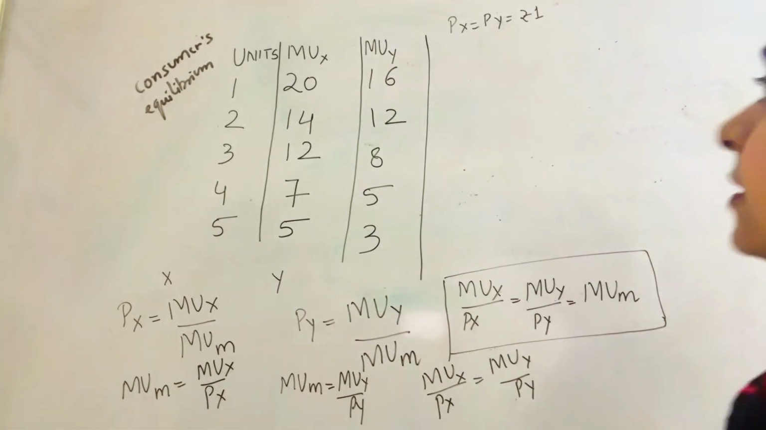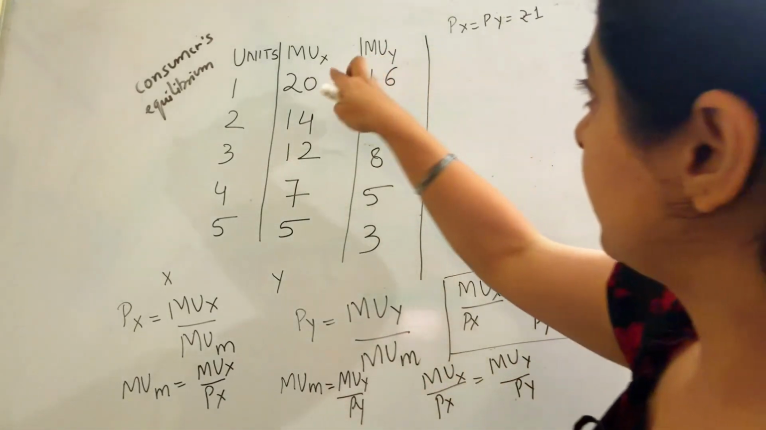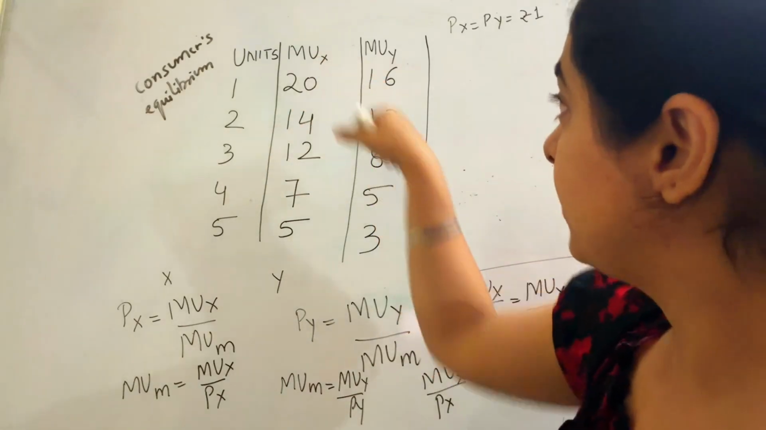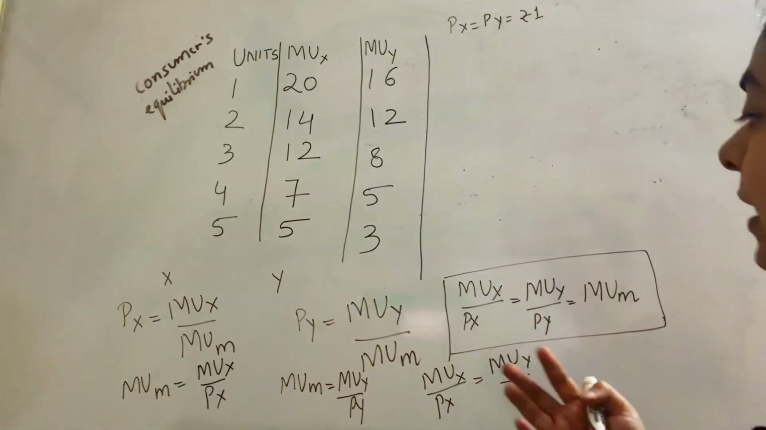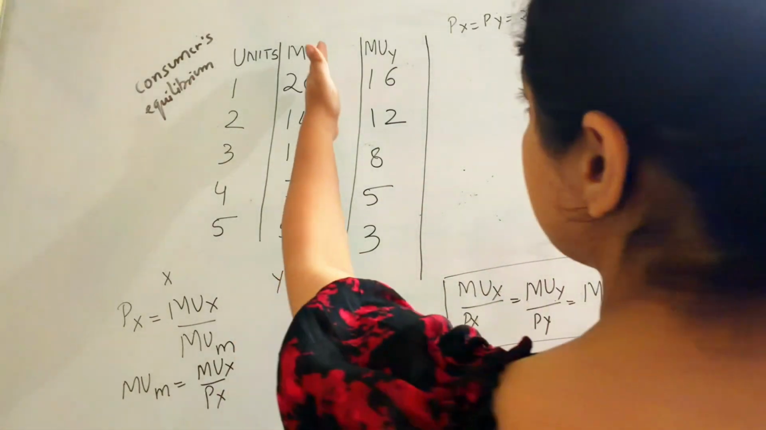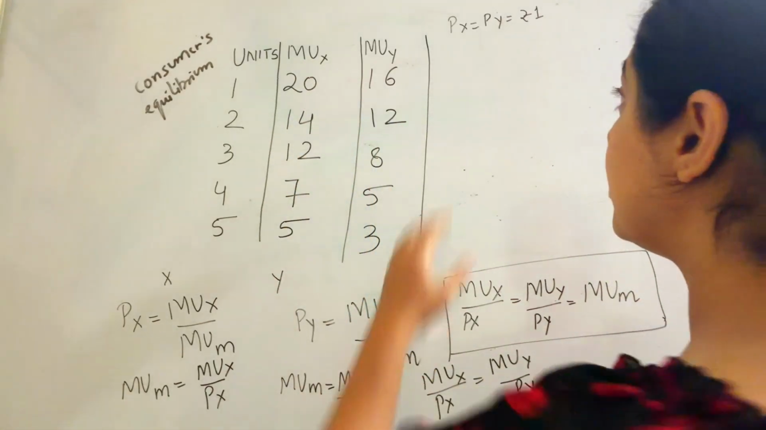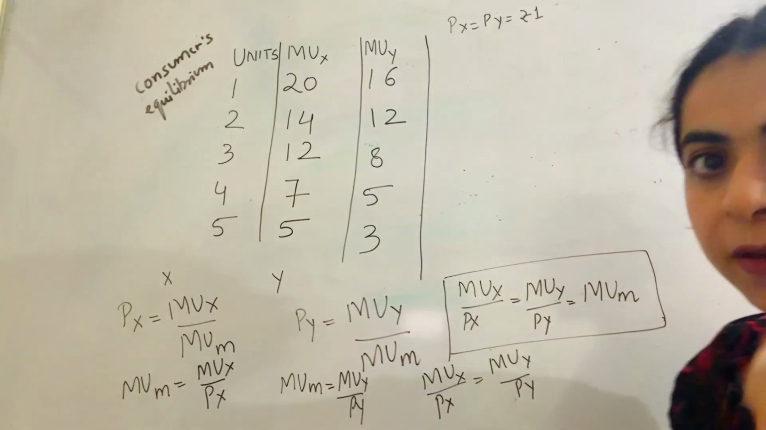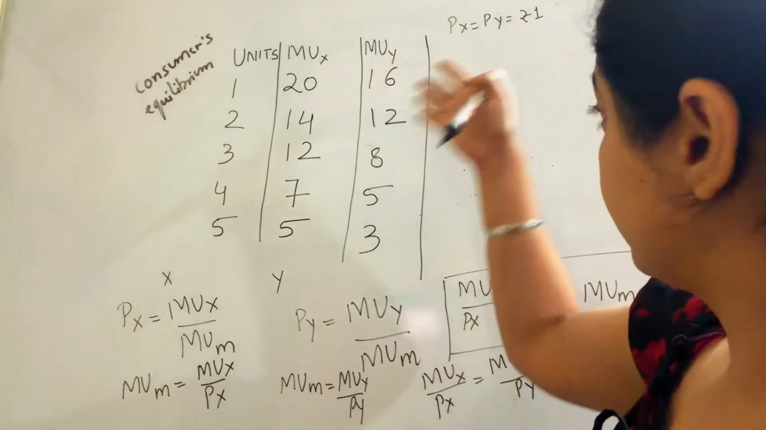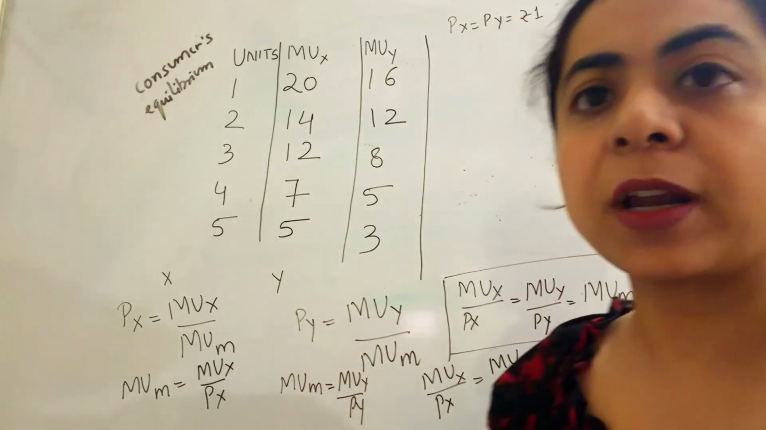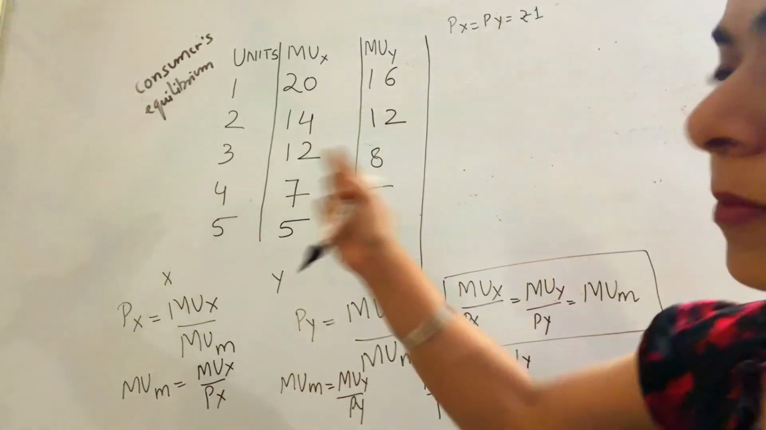So for the sake of simplicity, let's assume that the price of both good X and Y is equal to rupee 1. If we divide MUX upon PX and MUY upon PY, we'll find that the values remain the same, because if we divide all the values of MUX by 1, we'll get the same values. Similarly, if we divide all the values given here for MUY by PY, we'll get the same values. So instead of making two separate columns here for MUX upon PX and MUY upon PY, I'm just using the same columns.